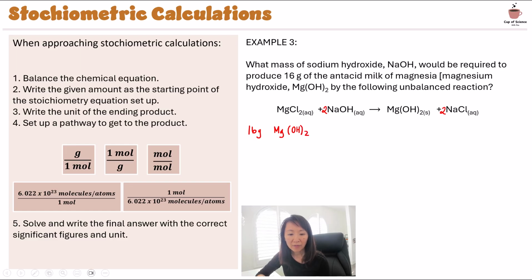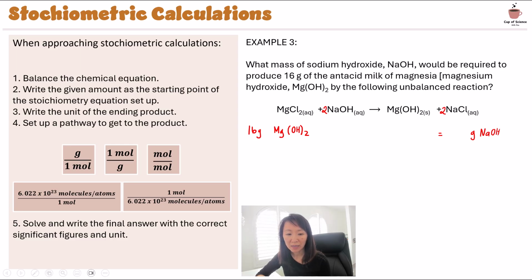I want to have an ending product, and I'm going to leave room here. My ending product unit would be the mass of sodium hydroxide. So what unit would that be? I'm looking for mass. That would be grams of sodium hydroxide. The grams of NaOH is what I want in the end. So I need to go from grams of magnesium hydroxide to grams of sodium hydroxide, and something needs to happen in between.